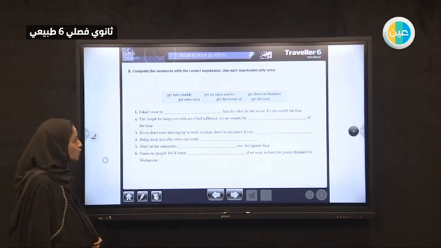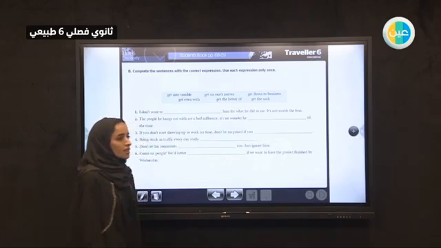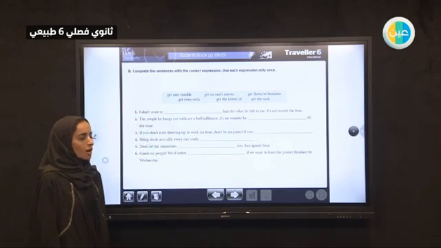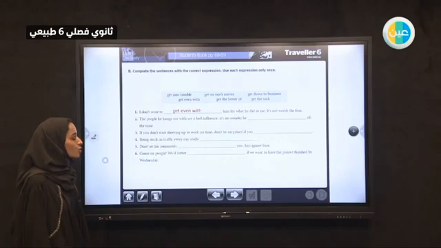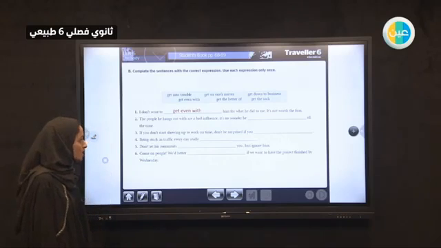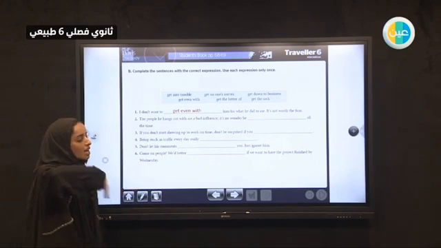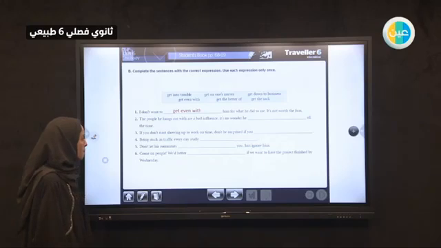"I don't want to ___ him for what he did to me. It's not worth the fuss." So I don't want to take revenge. I don't want to get even. I am much better than him, and I don't want to get even with him. He is the mean person, and I am much better than them.